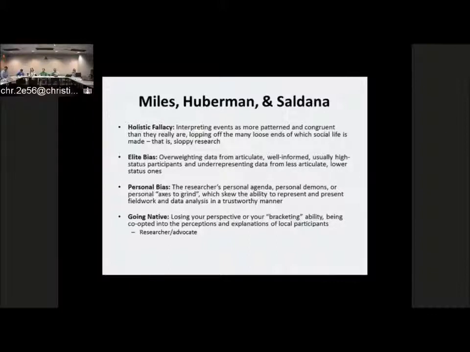The holistic fallacy. Interpreting events as more patterned and congruent than they really are, lopping off many of the loose ends of which social life is made. Sloppy research, right? So again, over-interpreting. That's a holistic fallacy. Elite bias, overweighting data from articulate, well-informed, usually high-status participants, and underrepresenting data from less articulate, lower-status ones. Now, this is something to be interested in if you are engaging in participatory action research, but also I do this with patients in terms of I make sure that I'm paying attention to everyone involved in the study, right?